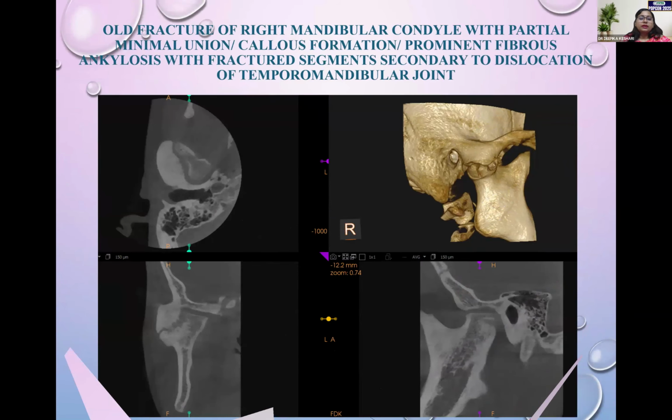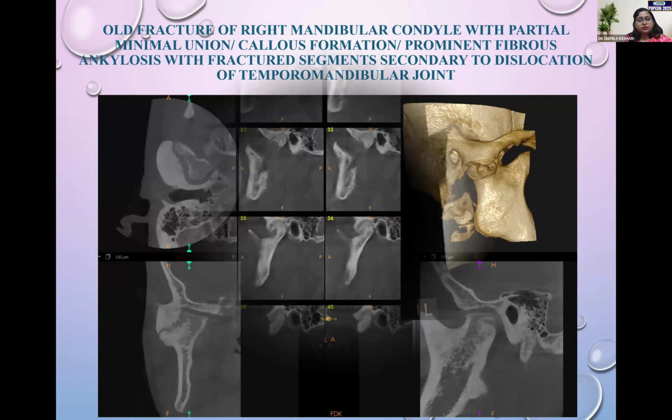This patient was complaining of limited mouth opening. Now, when we did CBCT, we can see that there is callus formation over here. It was actually a case of old fracture, but we can see that this space is visible. So it was actually a case of fibrous ankylosis. And there was partial or minimum union with callus formation.